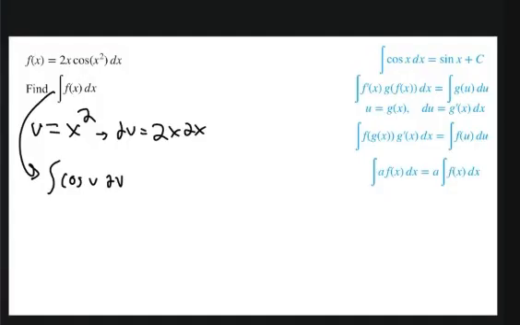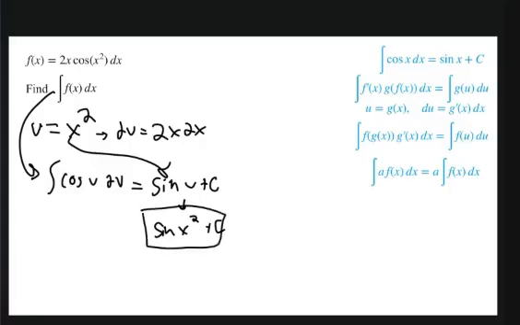The antiderivative of cosine u is just sine u. So you're left with sine u plus c, right? And now we substitute u back in, so the answer is sine x squared plus c. This is one of the most common u substitution patterns, a function of something multiplied by the derivative of that something. So then eventually, once you take the derivative, it should cancel out.